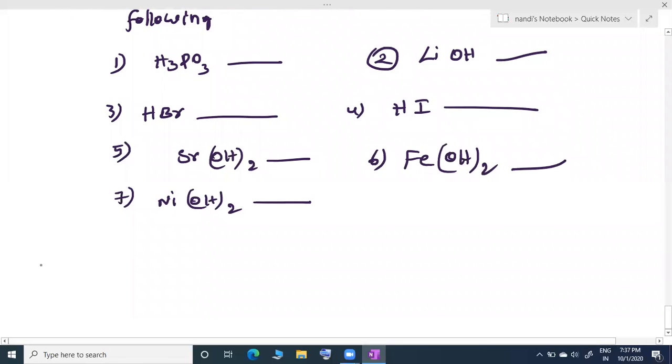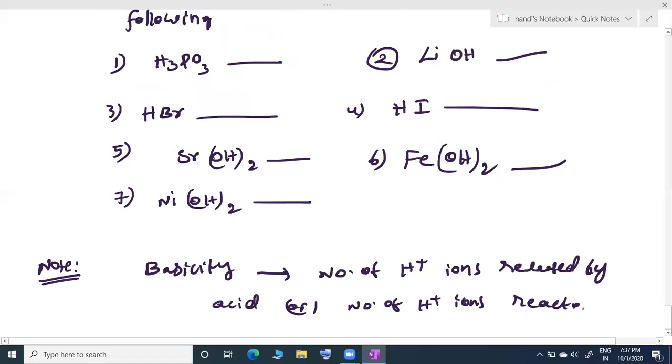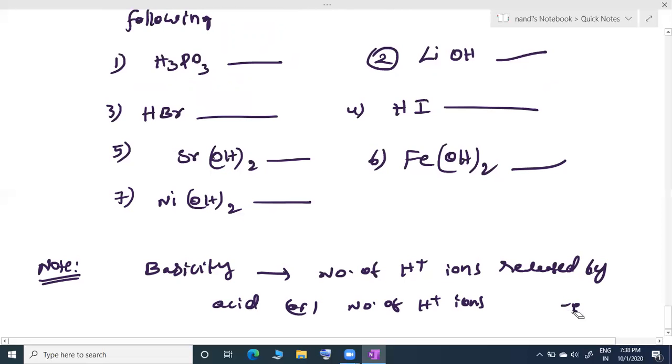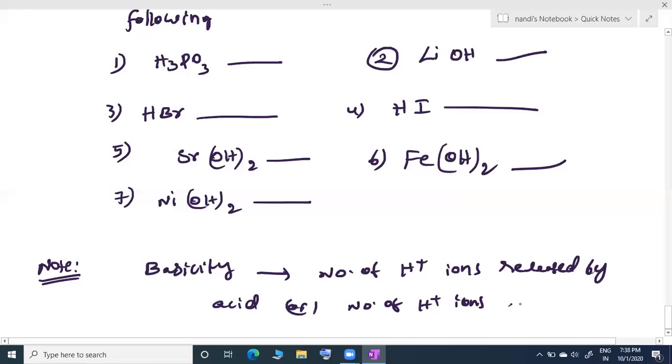So here I'm giving one more point. Under note, you can write it. Basicity means the number of H plus ions released by an acid, or the number of H plus ions reacted with or replaced by OH minus ions. So this is for acids.